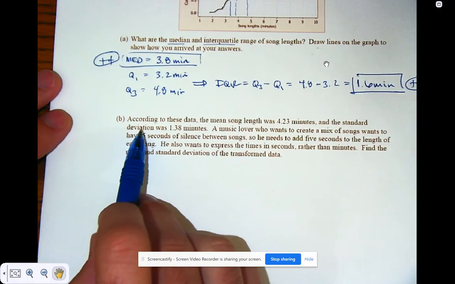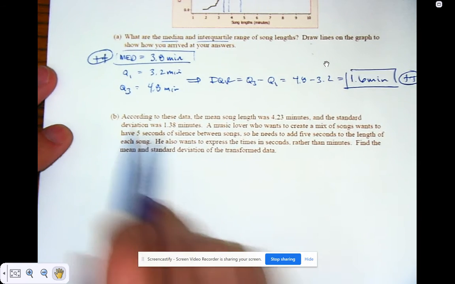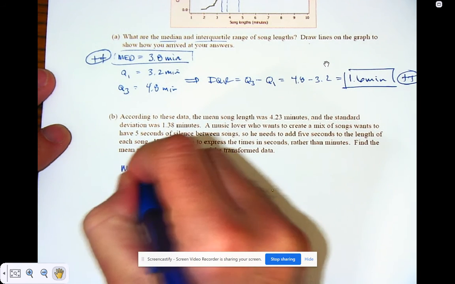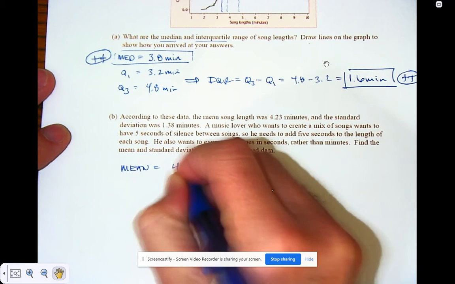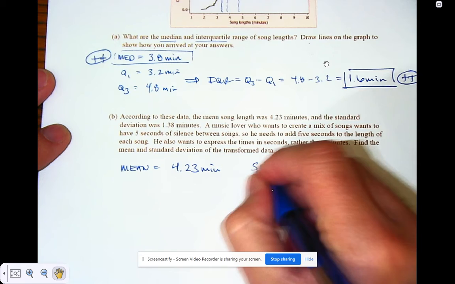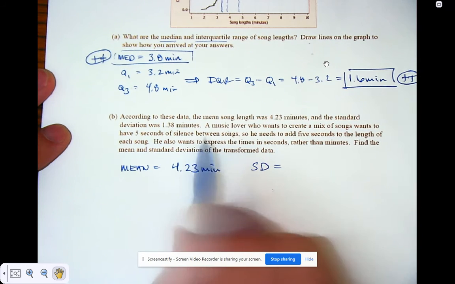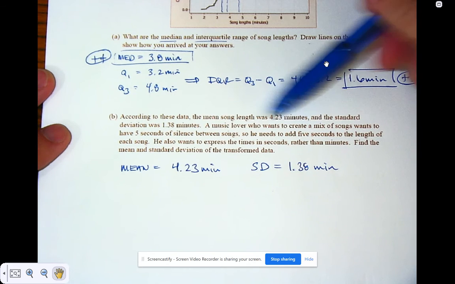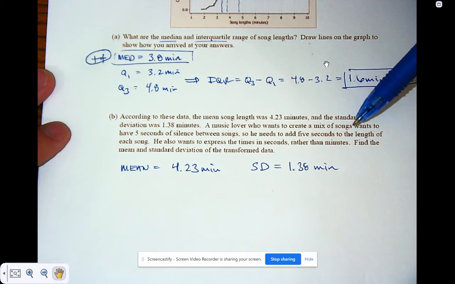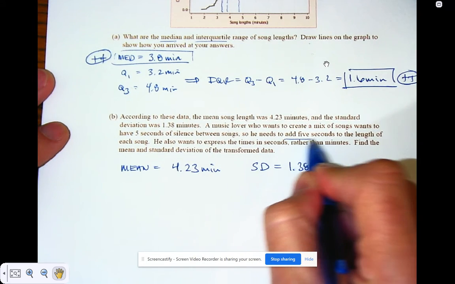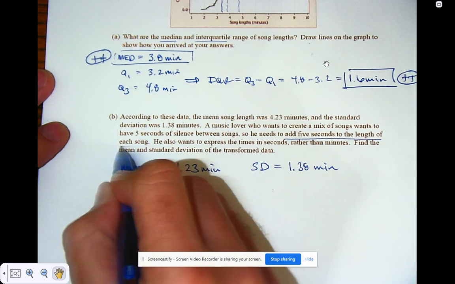Okay, then the last thing down here, according to the data, the mean song length was 4.23. So I'm going to write mean equals 4.23 minutes. And we have the standard deviation is 1.38 minutes. So a music lover who wants to create a mix of songs wants to have 5 seconds of silence. So he needs to add 5 seconds to the length of each song.